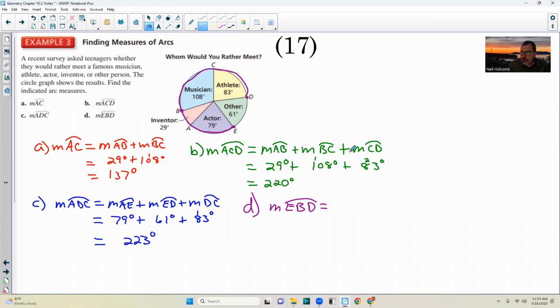Okay. There's 2 ways you can do this. I can add all of those up and get the answer, but when you're down to 1, it's much easier to do a full circle of 360 degrees minus the measure of the arc we're not looking at, which is arc ED. So it's going to equal 360 degrees minus 61 degrees, and that's going to be 299 degrees. Okay, so that's how you find measures of different arcs in a circle. Now try exercise 17.